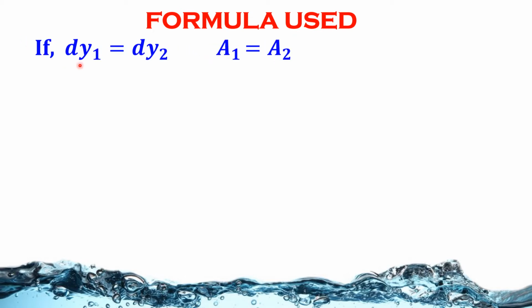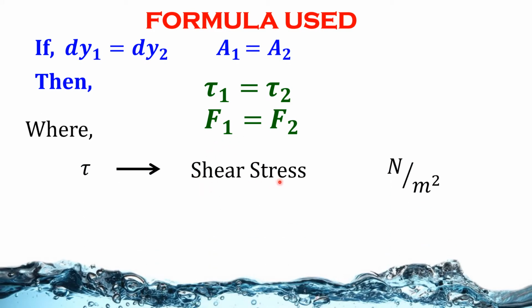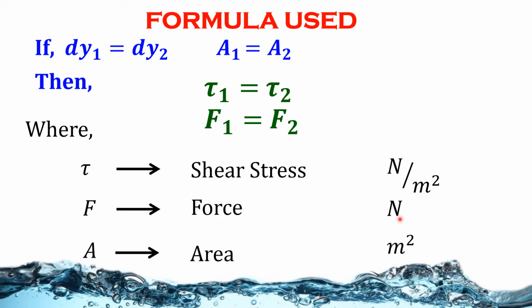In multiplate problems, we have two conditions. First condition, if dy1 is equal to dy2, always your A1 will be equal to A2. Then we can say tau1 equals tau2 and F1 equals F2, where tau is your shear stress in Newton per meter square, F is your force in Newton, and A is your area in meter square.